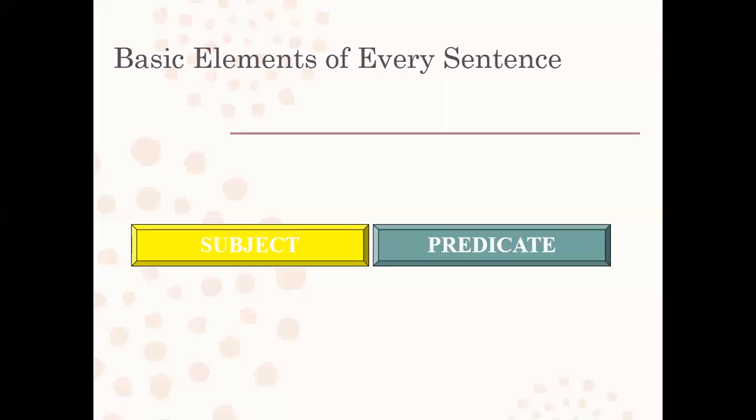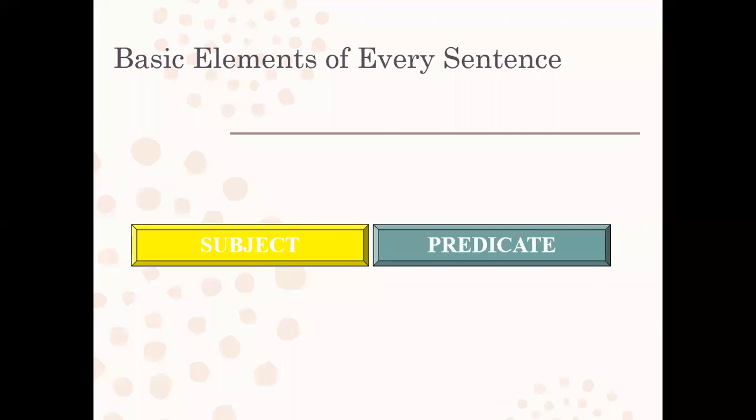First of all, we have to learn how many parts a sentence has. There are two major parts of a sentence. One is subject and second is predicate. Subject and predicate are the basic parts of the sentence. Whenever these two parts are combined, the sentence is complete.